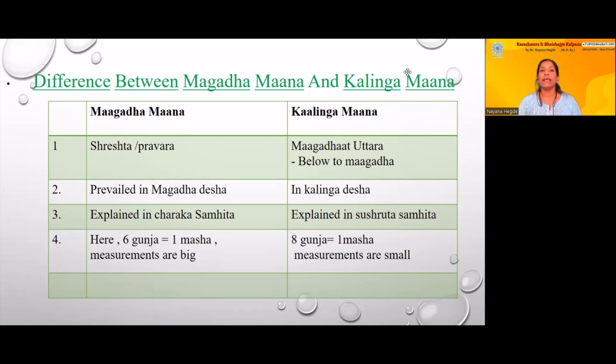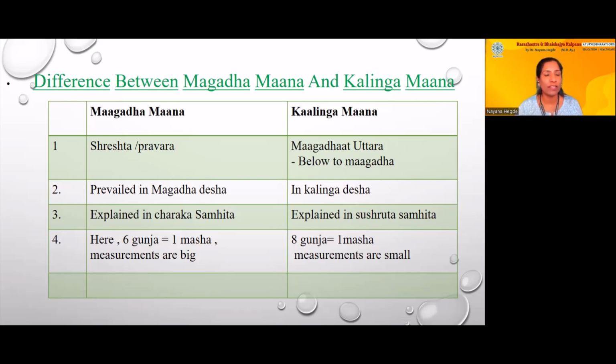Magadhamana, here, the weight of 6 gunja becomes equivalent to 1 masha. Hence, measurements are big. 6 gunjas are sufficient to weigh 1 masha. However, in Kalingamana, 8 gunjas are required to weigh 1 masha. So, measurements are small in size. So, this is the difference between the Kalingamana and the Magadhamana.